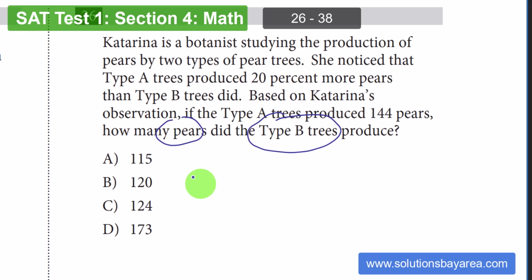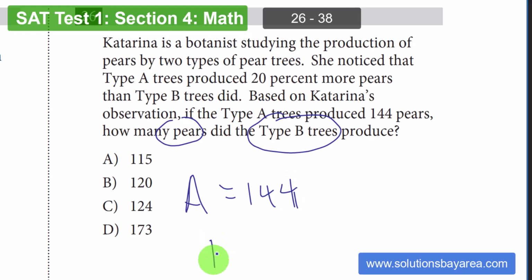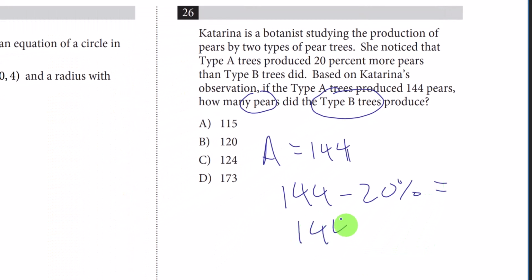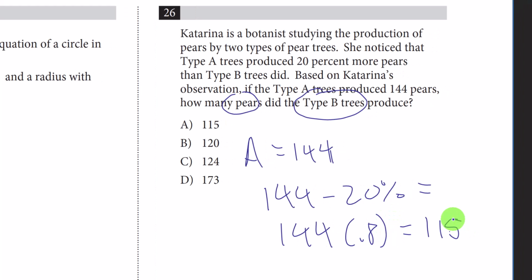People go, well, type A is 144, and they say, well, that's 20% more than type B. So they go 144, they subtract 20%, which is, by the way, the right way to do this is times 0.8. It gets them 115, and they go, oh, okay, it's A, 115. No, guys, that is the wrong answer.